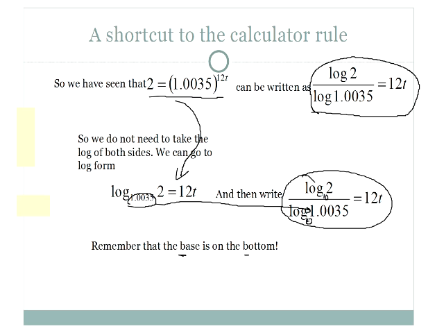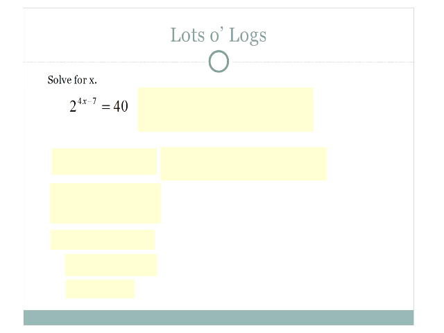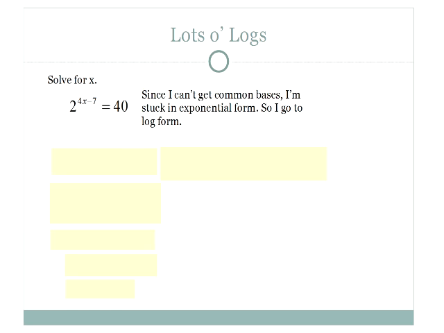So now we can very quickly evaluate any log function. For instance, if we had this equation, 2 to the 4x minus 7 equals 40. I'm stuck in exponential form. I can't get common bases. So I'm going to go to log form. Log to base 2 of 40 equals 4x minus 7.